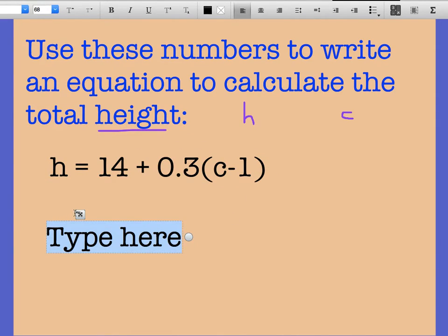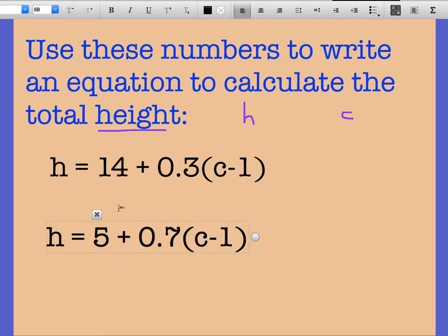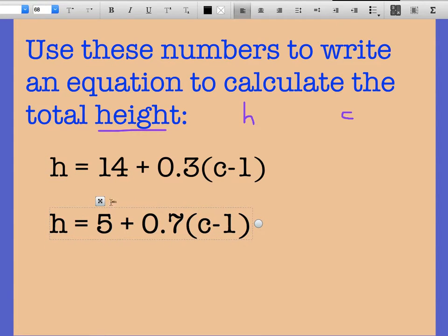All right, for the other one, it started at 5, and it changed by 0.7 as we kept adding them. And same idea here. We need to do C minus 1 to help remove that first one again. So sometimes we need to think about the situations logically, but we can always do this for whatever number we start with. We started with 1, so we're doing C minus 1. We started with one container.